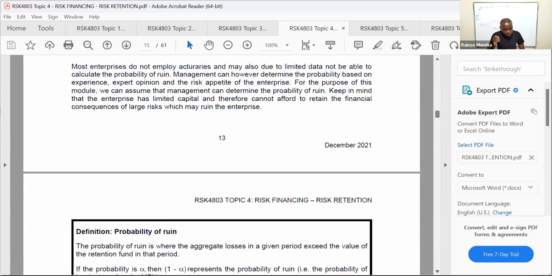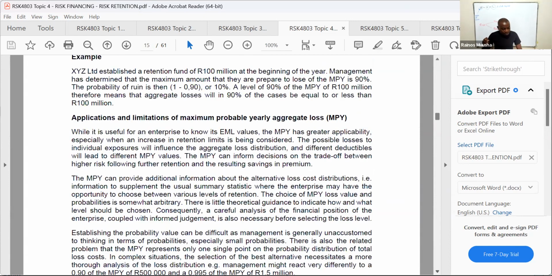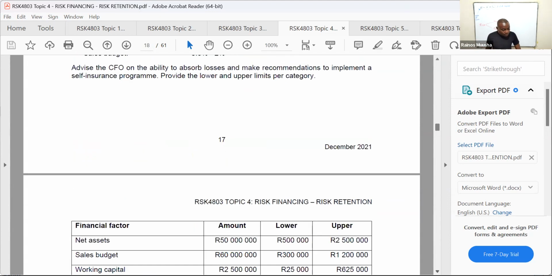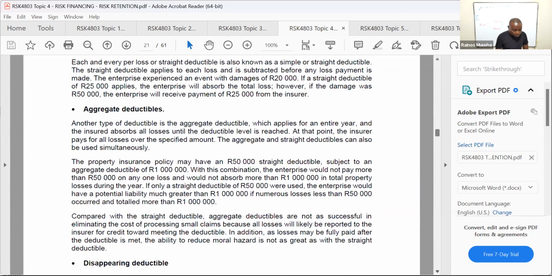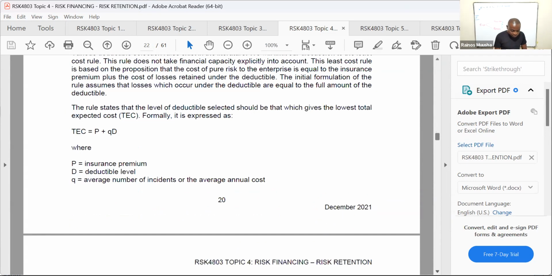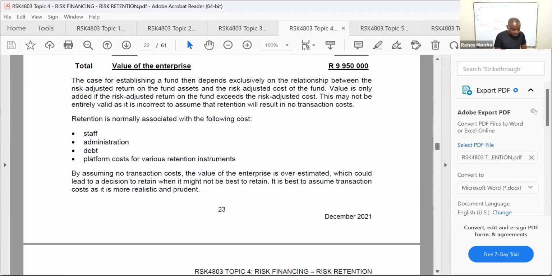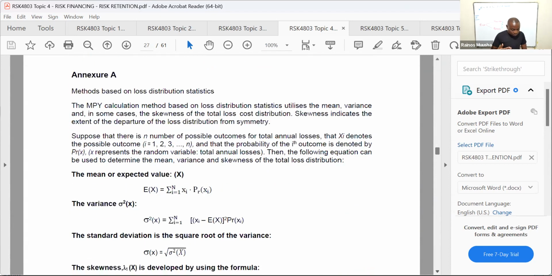So one of the models that is used in assessing how much risk exposure an organization has is where we look at the calculation of the maximum probable yearly loss. We're going to look at these issues of deductibles later on. I don't want to go too much into detail on these concepts. I'm basically giving you an overview so that you understand exactly what is happening.